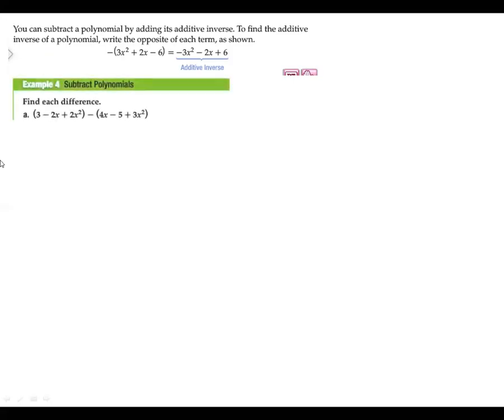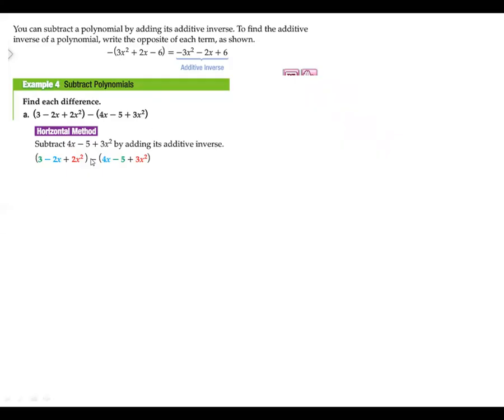All right, you can also subtract a polynomial by adding its additive inverse. To find the additive inverse, write the opposite of each term as shown. So it's basically like you just distribute the negative. Again, when we find the difference, you can do a horizontal method or the vertical method. Again, I personally prefer the horizontal method.